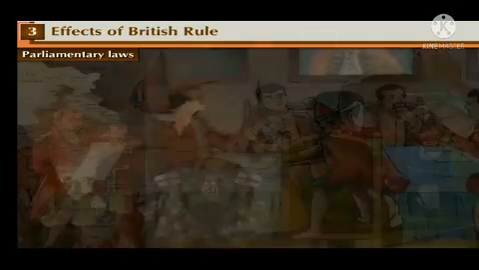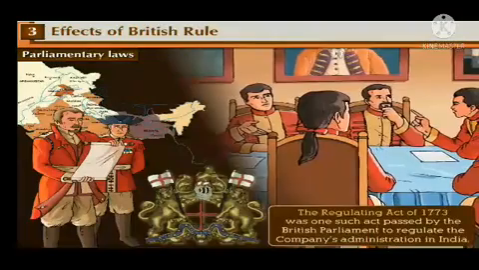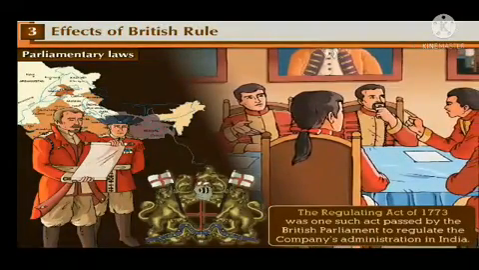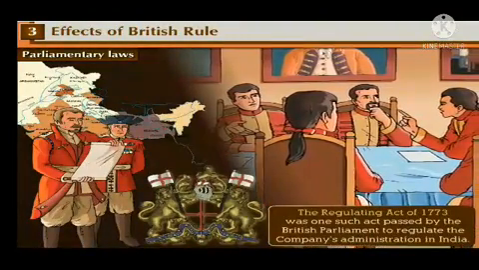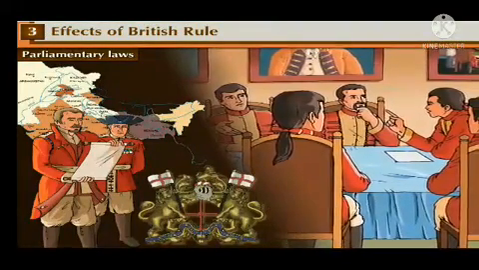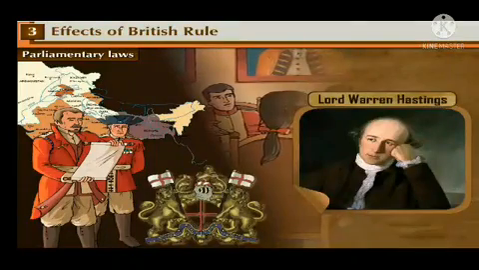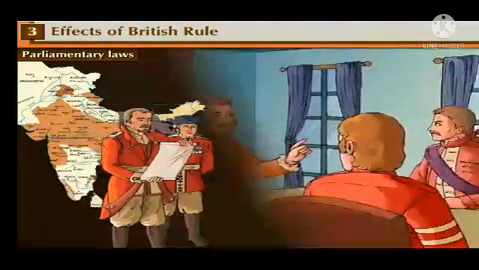Parliamentary laws. The Regulating Act of 1773 was one such act passed by the British Parliament to regulate the company's administration in India. According to this act, Lord Warren Hastings became the Governor General of India.